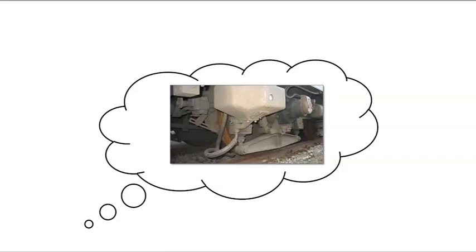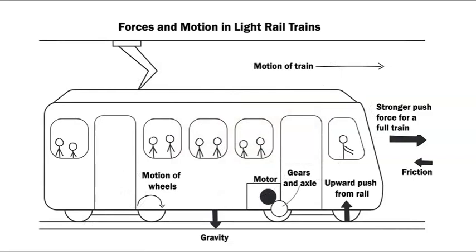Let's update our class model with what we've learned. What do we need to add to our model? Brakes, right? We saw brakes close to the wheels on the train, so let's add them here. Should we add anything else? Oh, I know. We need to show the backward force of friction caused by the brakes. Let's add that information right here.